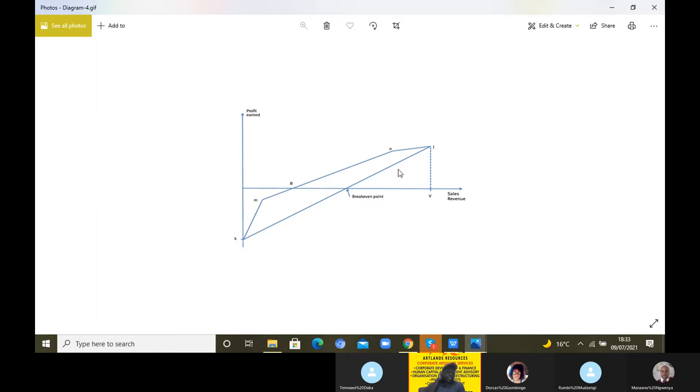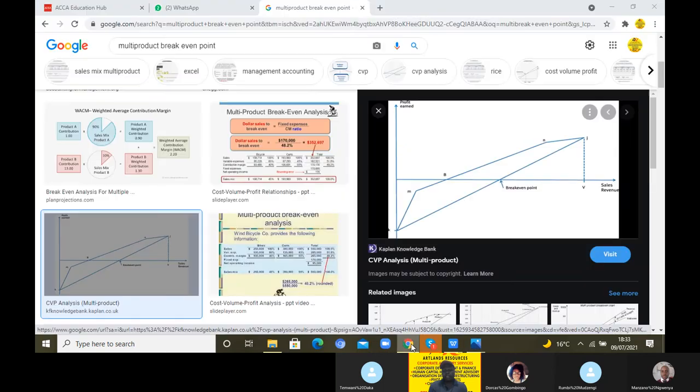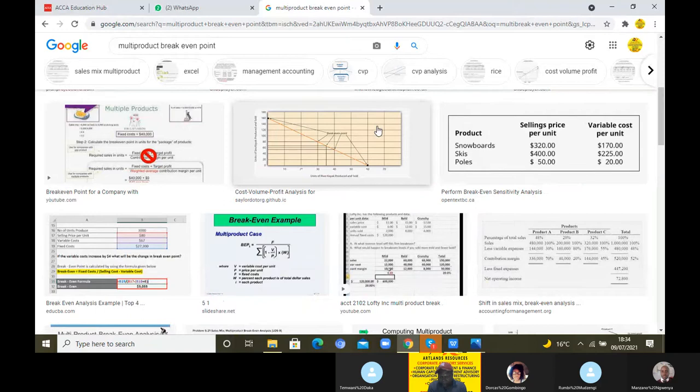So you'll be asked, they will tell you the products, and they can say which product is represented by point M. The product which is represented by point M is the product which is sold first, meaning the product with the highest contribution to sales ratio, followed by the product at point N second, and then at point J, the last product, which will be the product with the lowest contribution to sales ratio. Get it? That's how you come up with a multi-product break-even chart.